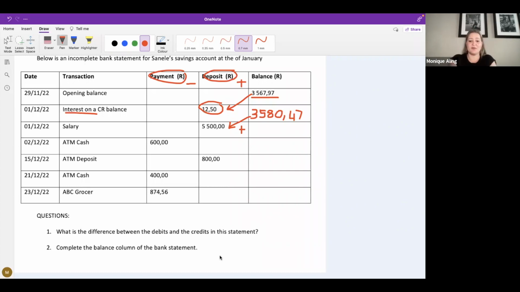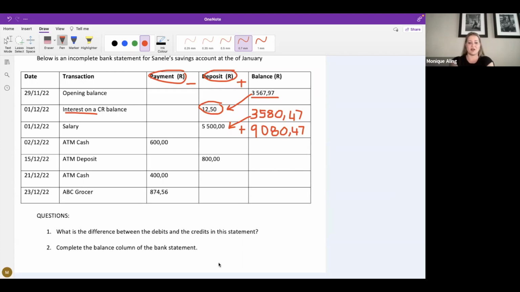Wow, you guys are super quick. Okay, great. So his new balance is 9,080.47. Okay, well done. Looks like you guys are really getting the hang of this. Okay, so now he has 9,080 Rand, 47 cents in his account. There's another transaction that happens. It says ATM cash. So he's obviously withdrawn some money at an ATM. It's under our payment column.